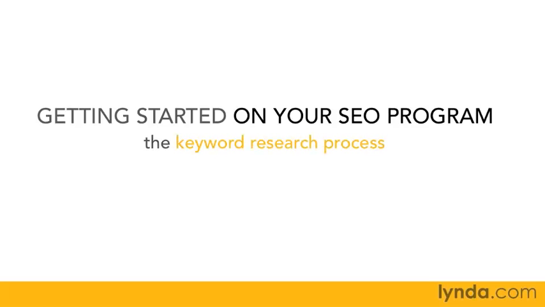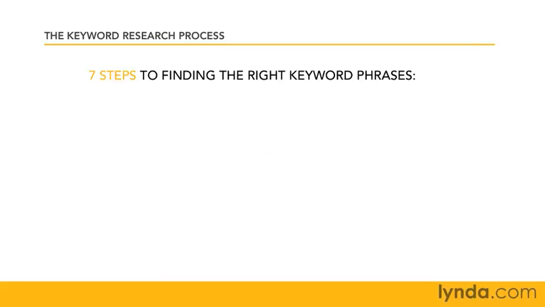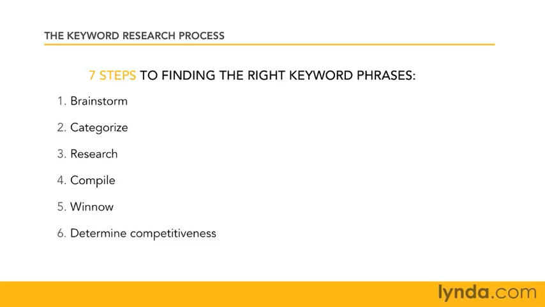Keyword research is the cornerstone to your SEO program. So let's walk through the basic steps you'll perform when doing your keyword research. There are 7 steps to finding the right keyword phrases. First, you want to brainstorm. Then you're going to categorize. Next, you'll do the research. Then you're going to compile them, winnow them, determine the competitiveness, and choose the ones you want to use.